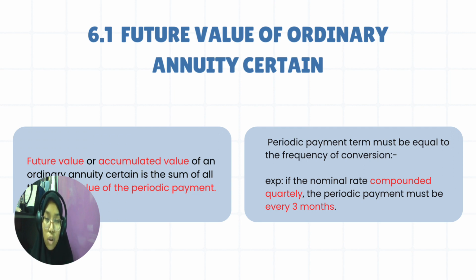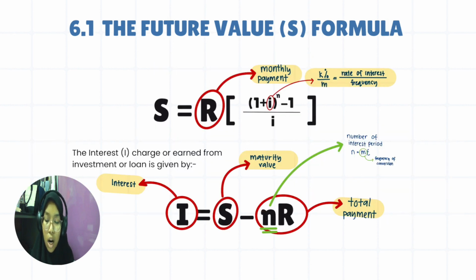Future value, which we can also call accumulated value, is the sum of all the future values of the credit payment. And what is credit payment? Credit payment is a term that can be equal to the frequency of collection. For example, if the nominal rate is compounded quarterly, the credit payment must be quarterly. Okay, so that is how I explain the future value formula.